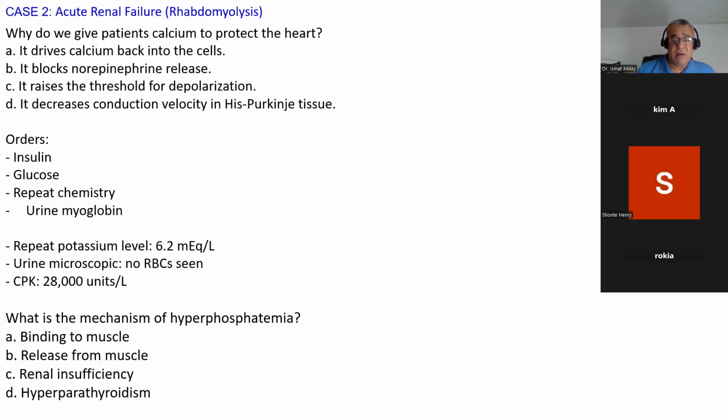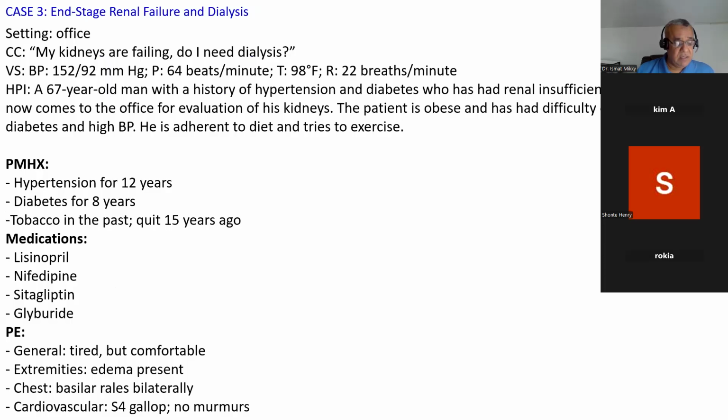So we can add bicarbonate because that will prevent the precipitation of the CPK and myoglobin in the kidney tubules, and we can add mannitol to decrease the duration of contact of myoglobin with the kidney tubules, because the contact of myoglobin with kidney tubules is going to result in more renal dysfunction.